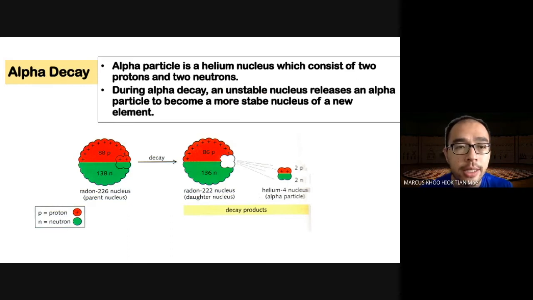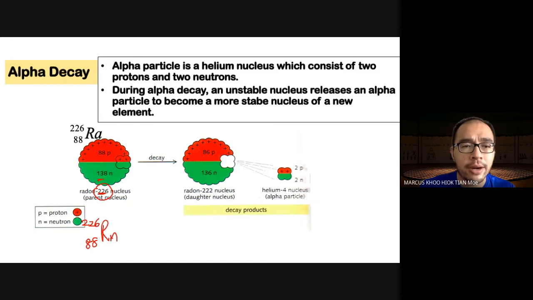Notice that radon 226 has 88 protons and 138 neutrons. That's how you get the 226, because 88 plus 138 is 226. So how do you write this? Radon is Rn, 226 and 88. This is how you will write the chemical formula. Oh, sorry, it's given. Radon is Ra, sorry. So Ra 226 88.